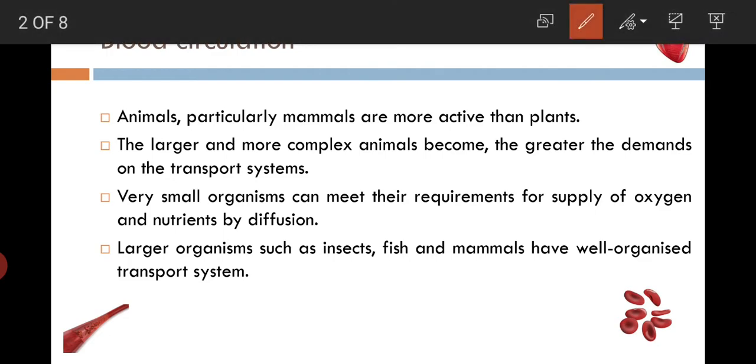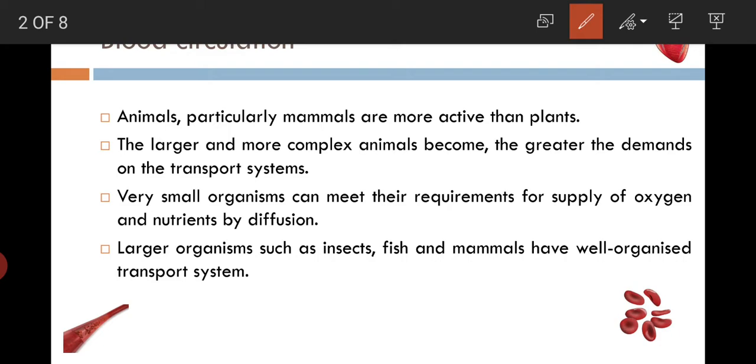Animals are organisms which are more active than plants, which means that they are more complex, and that's why they have greater demands for the transport system. Small organisms are able to obtain the requirements of oxygen by the process of diffusion, while larger organisms such as fishes, insects, or mammals have a very well organized transport system.